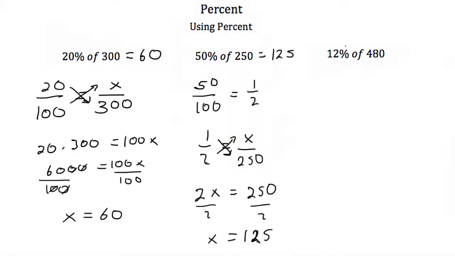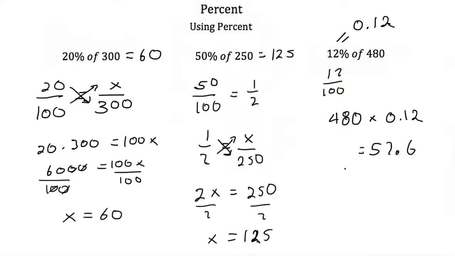We can also use the decimal. 12% can be written as 0.12 because 12 over 100 is equal to 0.12. And remember, when we tried to find 50% of 250, all we did was take 250 and multiply it by 1/2. So we can take 480 and we can multiply it by 0.12. Well, 480 times 0.12 is equal to 57.6. So 12% of 480 is 57.6.